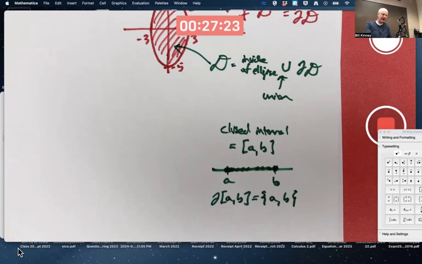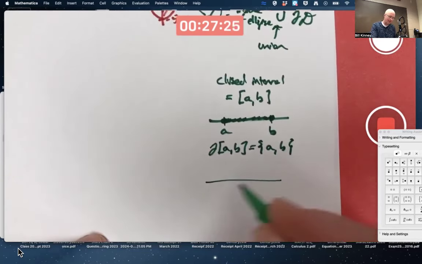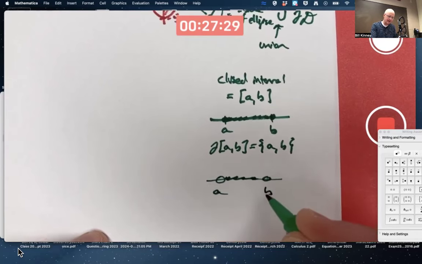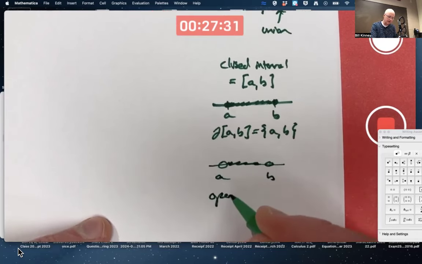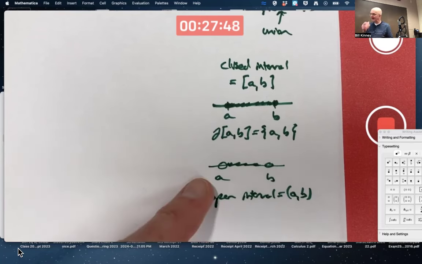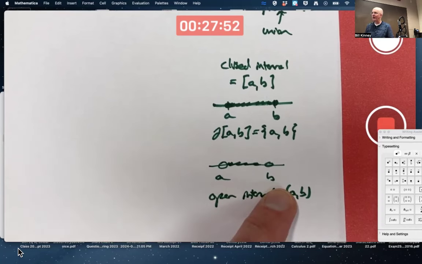If we did not include the boundary, the boundary points at A and B, that's an open interval. And open intervals are a little funny if you think about it. That interval there doesn't have a highest point or a lowest point in it. A is not the lowest point because it's not in the interval. B is not the highest point because it's not in the interval. These subtle points I'm making are really important.